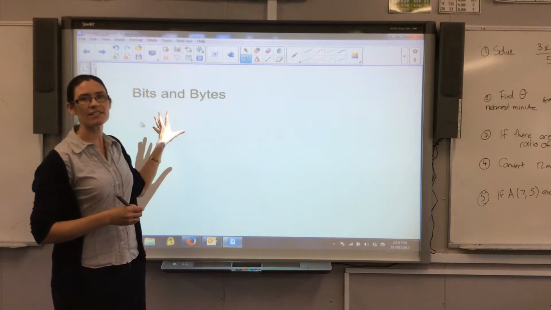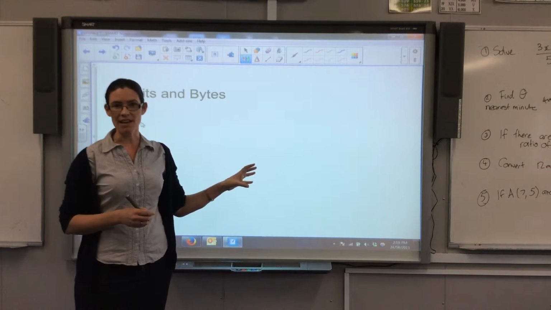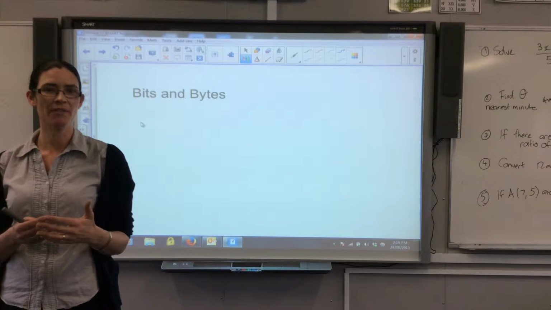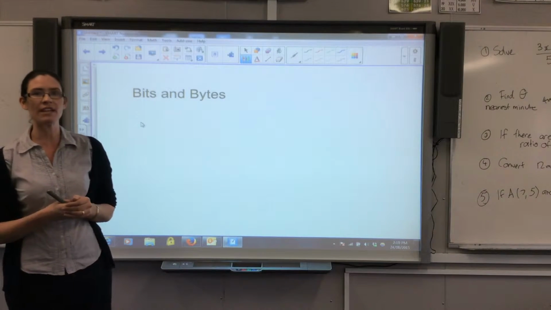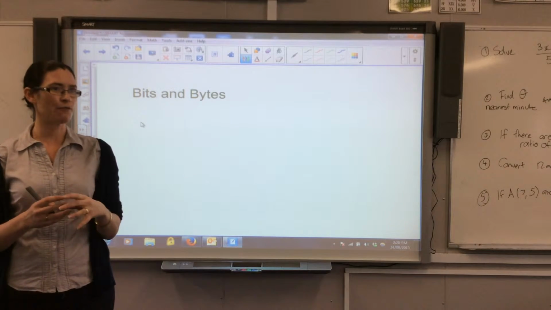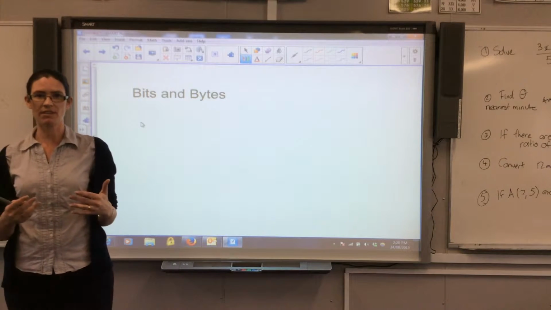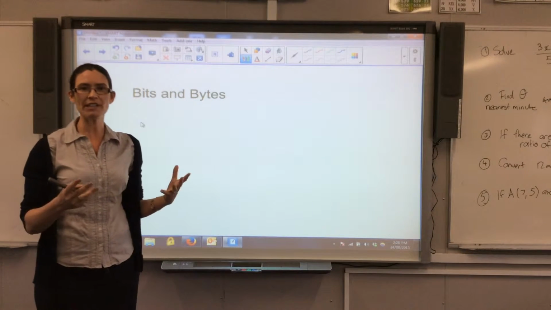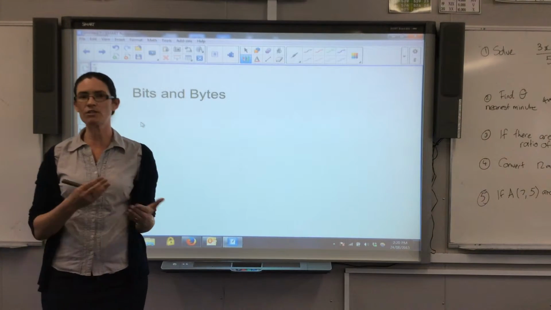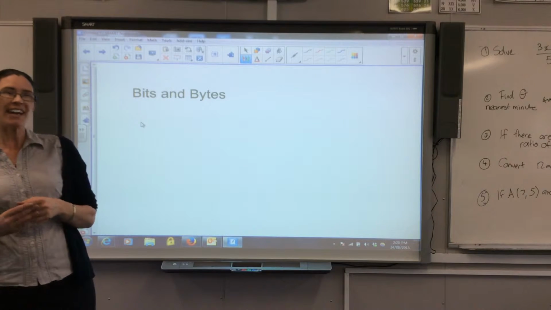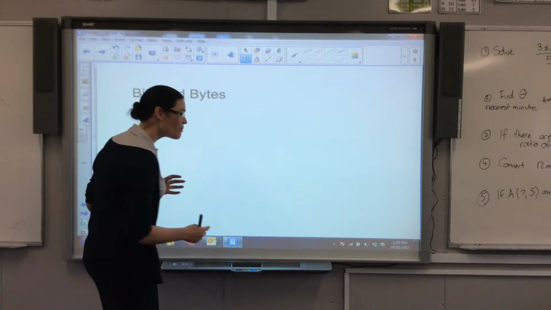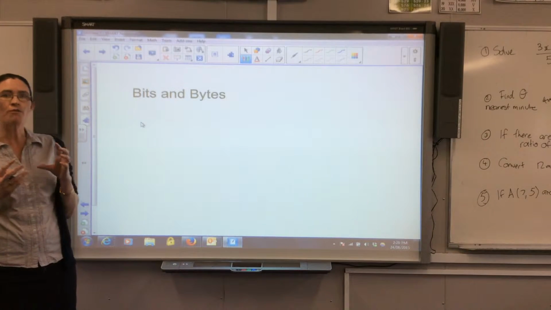When we're looking at storing data, it is stored in a bunch of zeros and ones. Does everyone know that? Okay, so if I wanted to store the letter F, I couldn't, the computer doesn't know the letter F. It just knows zeros and ones. It cannot recognize our alphabet or an exclamation mark or a question mark. It just records zeros and ones. Every little zero or a one is called a bit. So it's the smallest unit of memory.